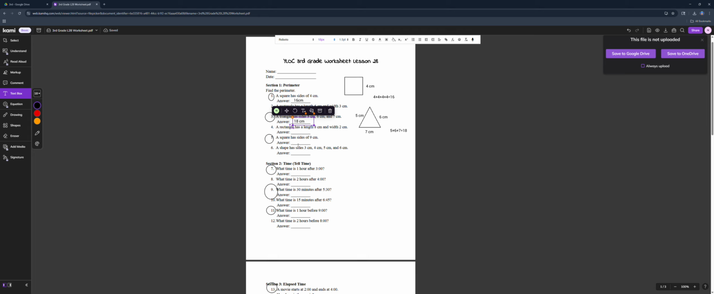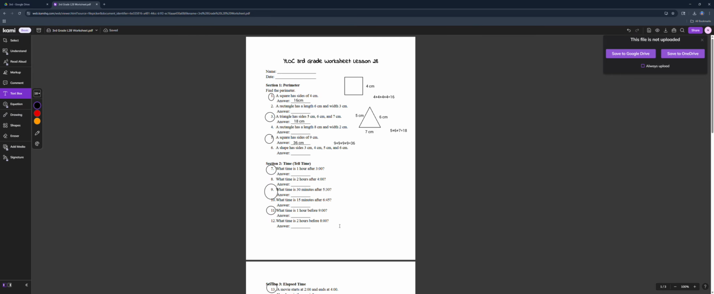Number 5, a square has sides of 9. This is going to be the same as problem 1, except it being 4 cm long. Each side is 9 cm long, so this is 9 plus 9 plus 9 plus 9. 9 plus 9 is 18, plus another 9 becomes 27. Then 27 plus 9, that equals 36.